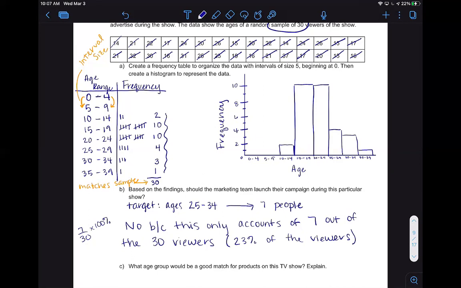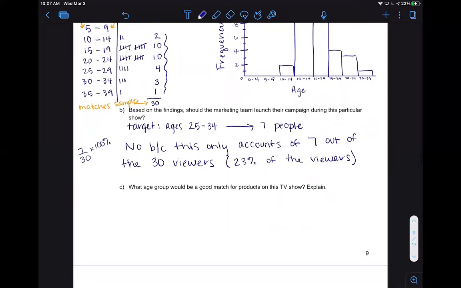So what age group would be a good match for products in this show? 15 through 24 years old. Because, okay, well, how many are between 15 and 24 years old? 20. 20 divided by 30 is going to give us 67% of the viewers sampled.